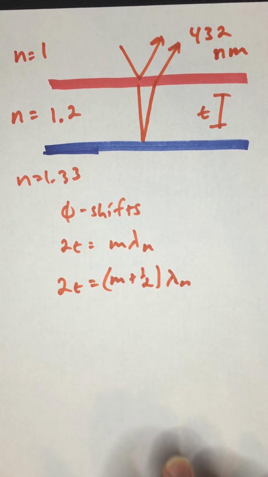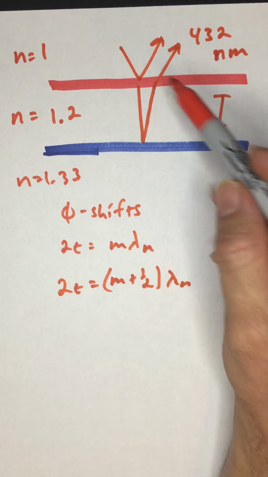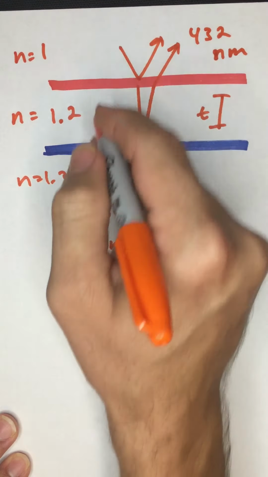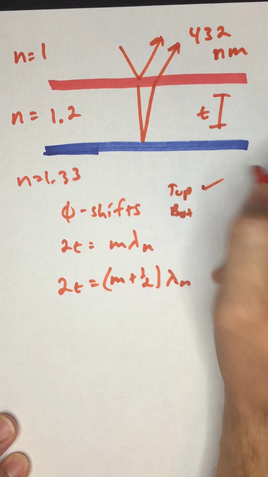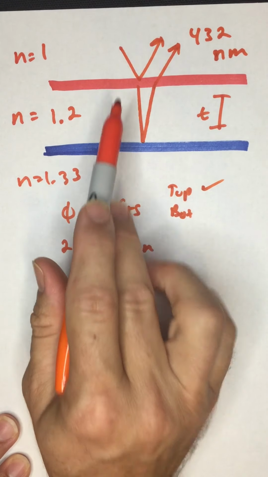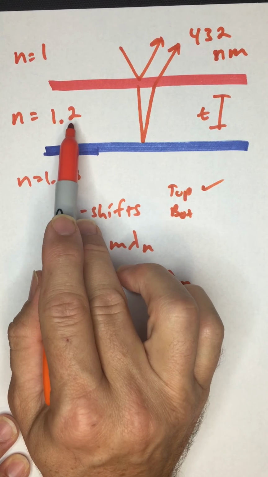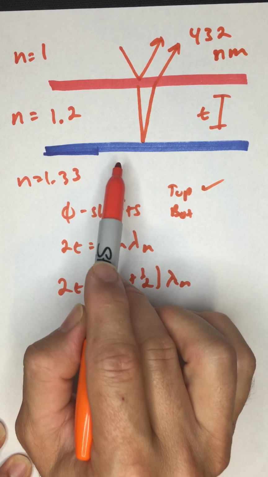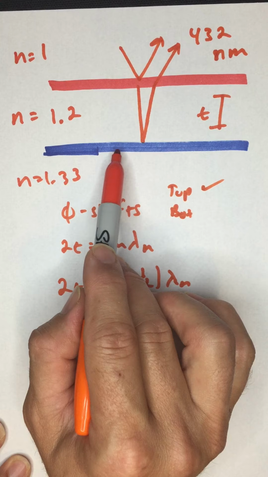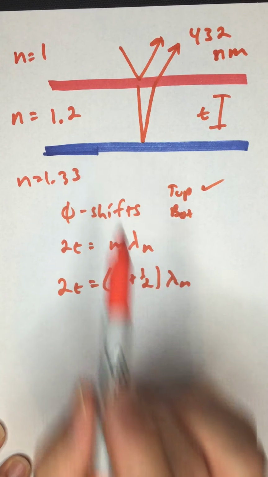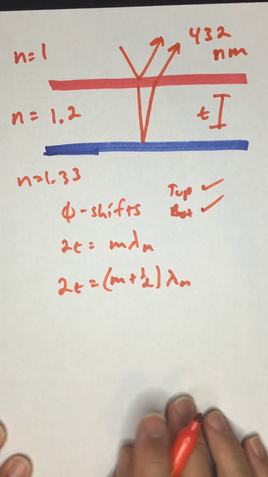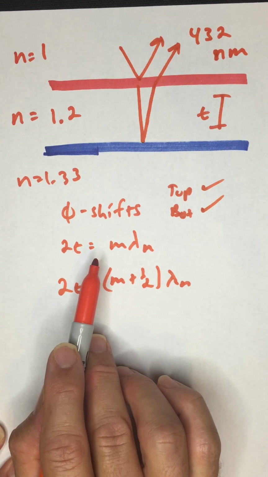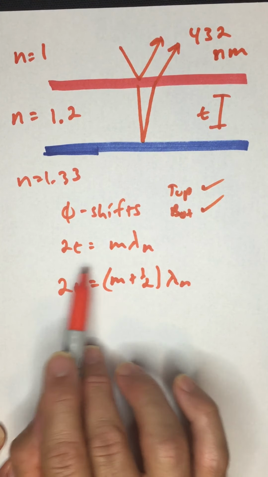Okay, same idea. Do I get a phase shift at the top? Well, I'm moving from air into anything, so yes, I do. Now look at the bottom. Do I get another phase shift here? Well, 1.2 is less than 1.33. The way to think about that is the light would slow down moving into the water from this medium. And so yes, I get one at the bottom. So 2 phase shifts means I go back to my original constructive equation.